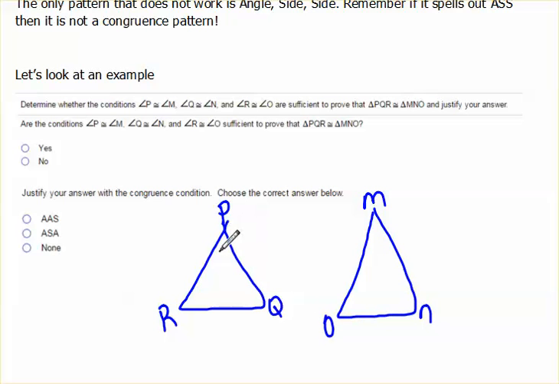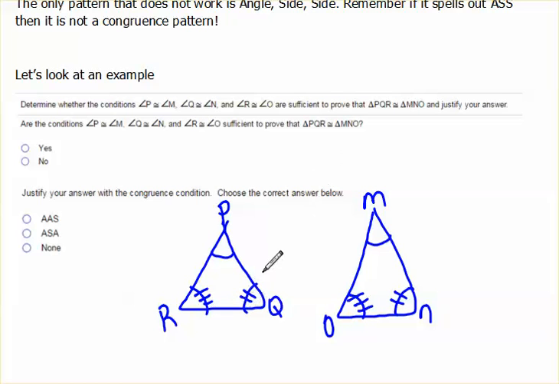Now notice that whenever I labeled those, since I started with P and went clockwise, then I had to start with M and go clockwise so that all of those parts would match up. Remember our talking about naming triangles and being very careful that our parts match. Now it says that angle P is congruent to angle M, Q is congruent to N, and R is congruent to O.